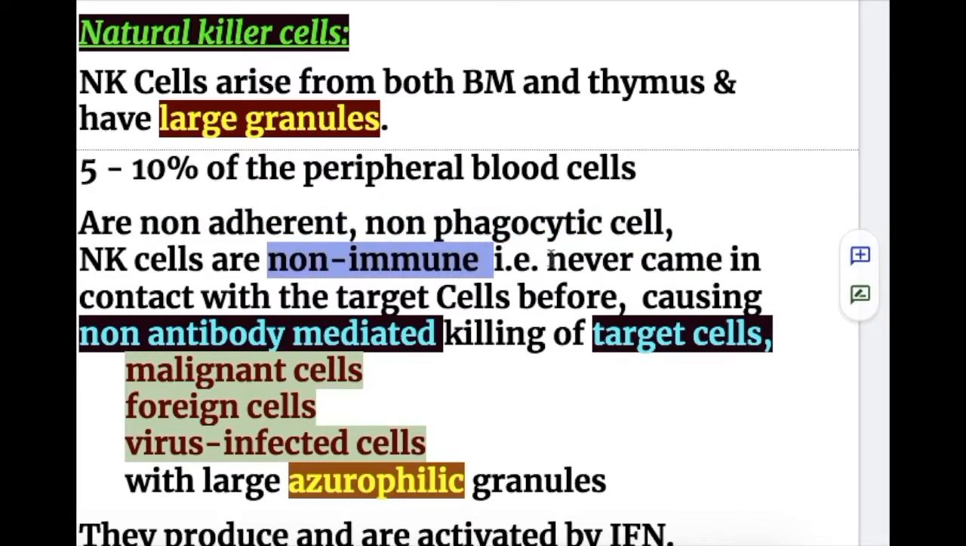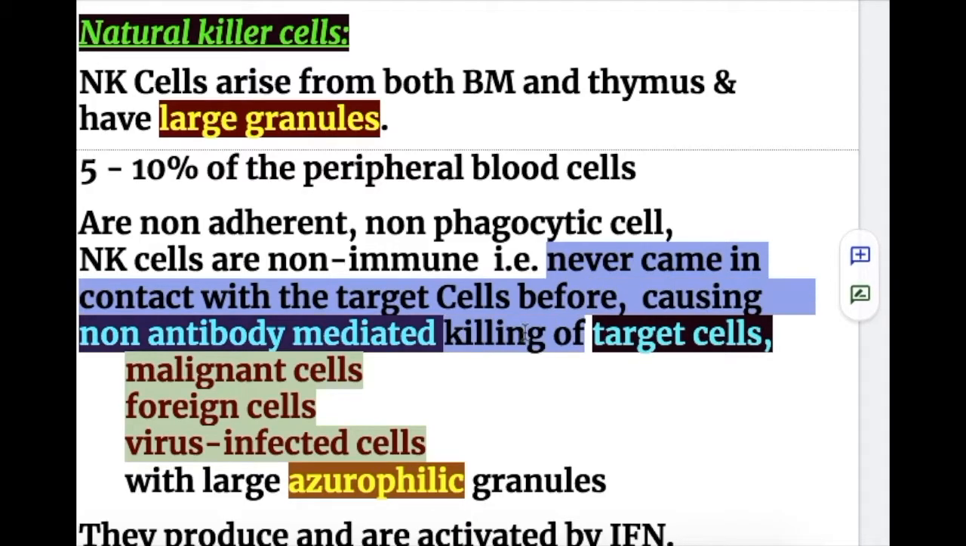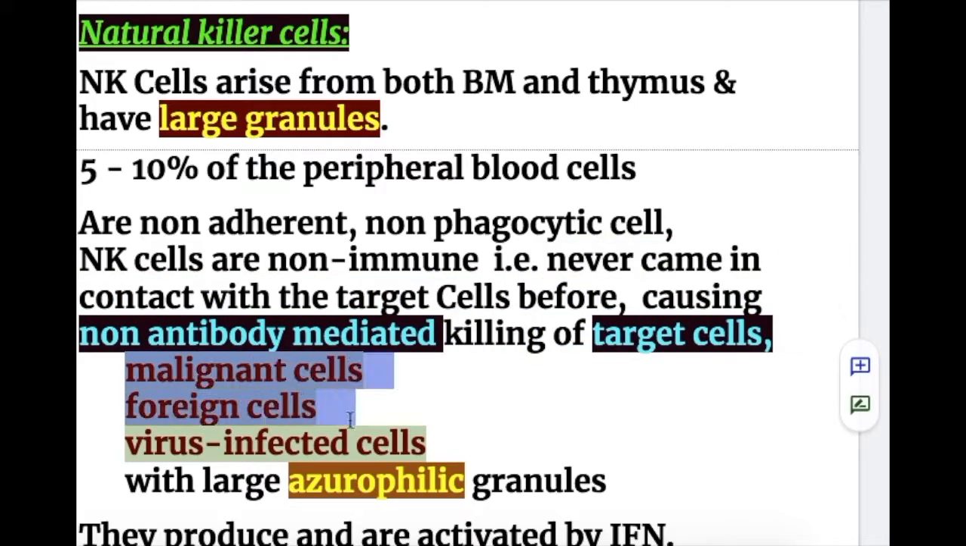That is, they never came in contact with the target cell before and cause non-antibody mediated killing of target cells. So they kill the target cell even if they don't come in contact with the antibodies previously. They can kill the malignant cells, foreign cells and viral infected cells. How do they kill it? They kill it with large eosinophilic granules.